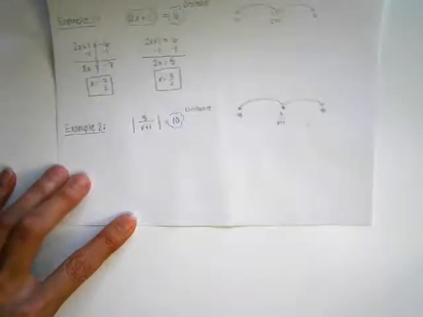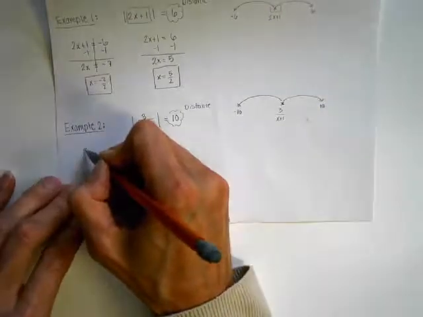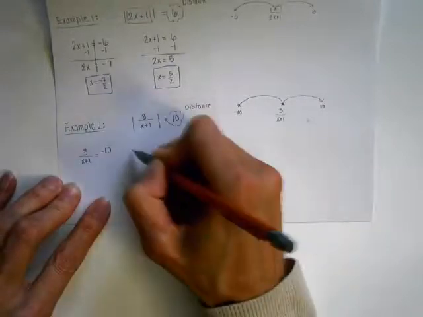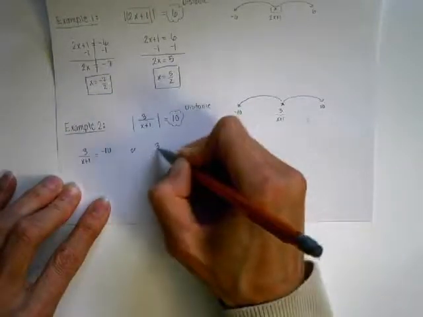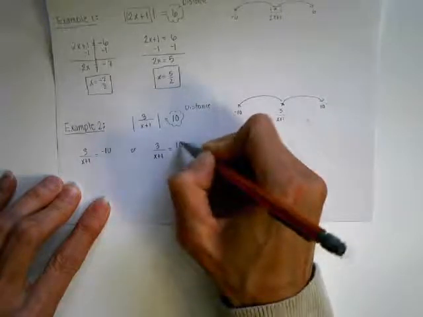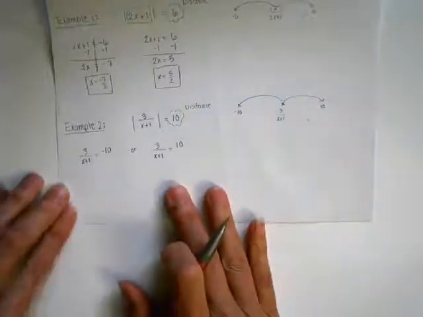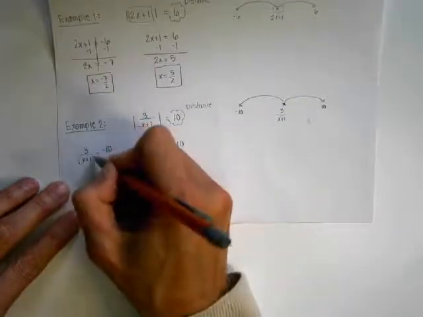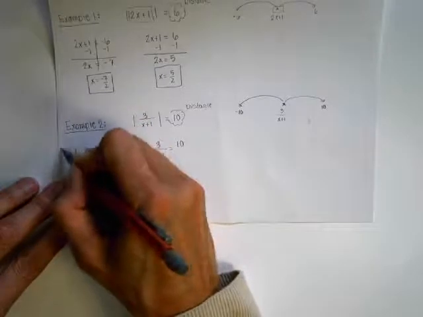So we're going to set up two equations. 3 divided by x plus 1 would equal negative 10, or 3 over x plus 1 is going to equal positive 10. Now these are both examples of rational equations. So we don't like the fact that it says x plus 1 on the bottom, so we're going to multiply both sides by x plus 1.